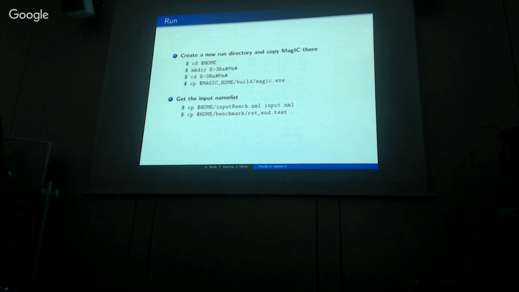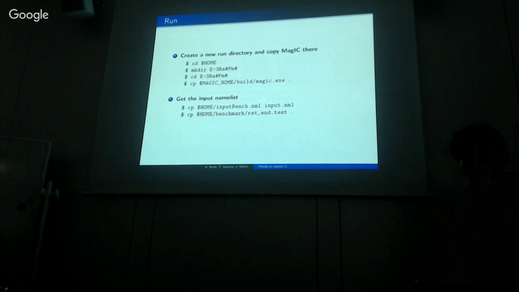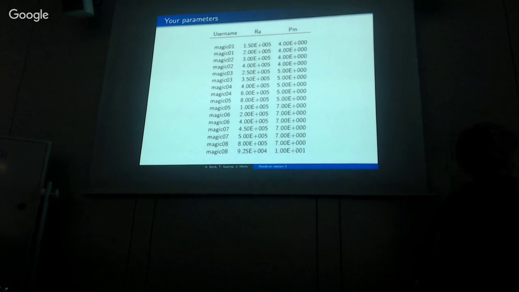So now go to your home directory and each of you create a directory named like this. So this is the Ekman number, 10 to the power minus 3, then corresponding Rayleigh and PM. Yeah, so each of you on each computer you'll have two directories corresponding to your two parameters.